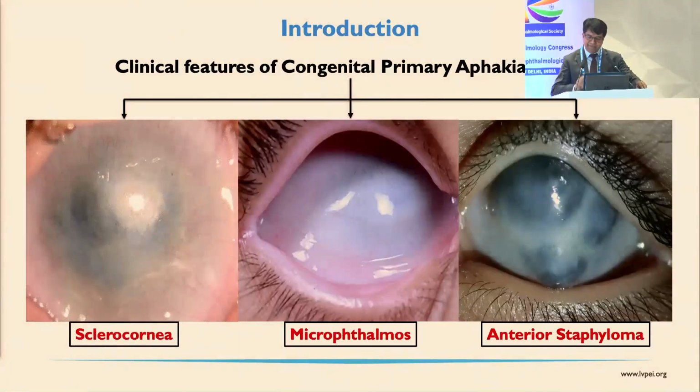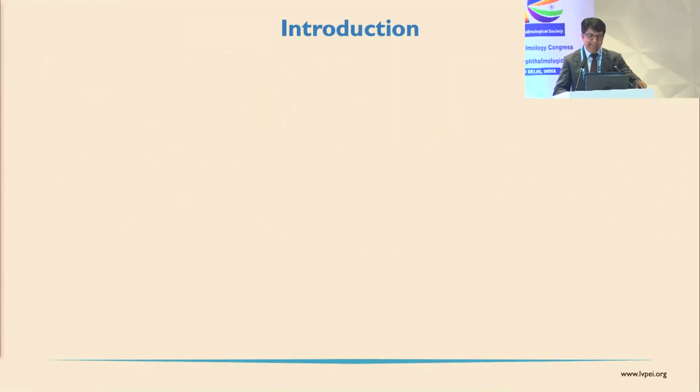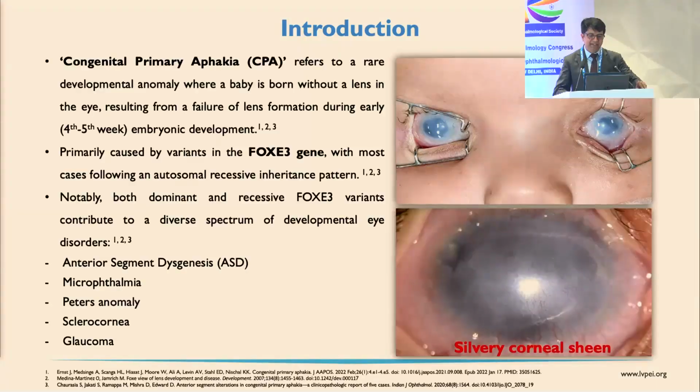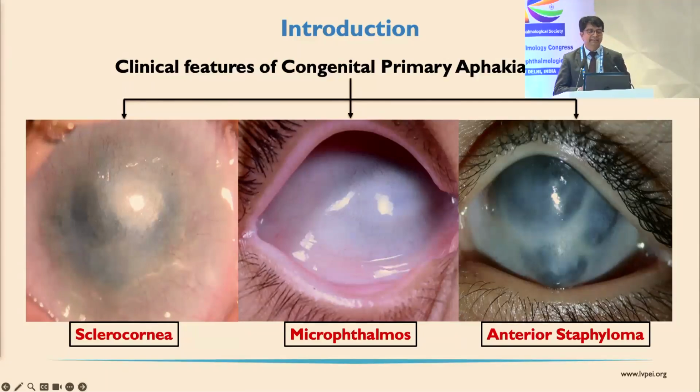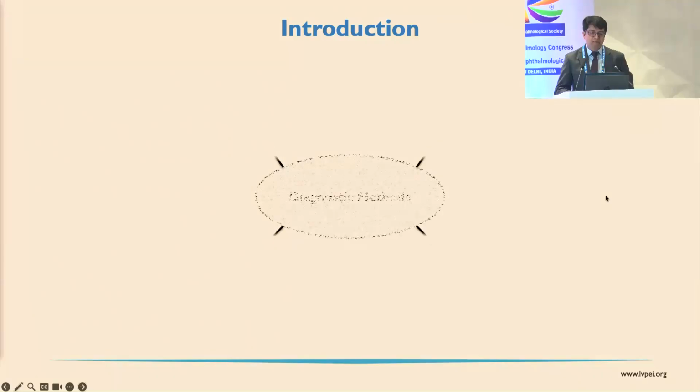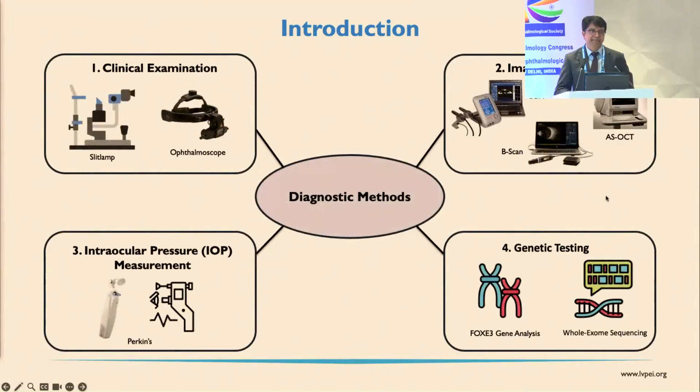In congenital aphakia, the entire anterior segment is disorganized, and you have a silvery corneal opacification. It may sometimes look like a sclerocornea, extreme microphthalmos, sometimes even a congenital staphyloma. One of the diagnostic tools is to do a UBM to rule out the presence of a lens. The lens plays an important role during embryogenesis.